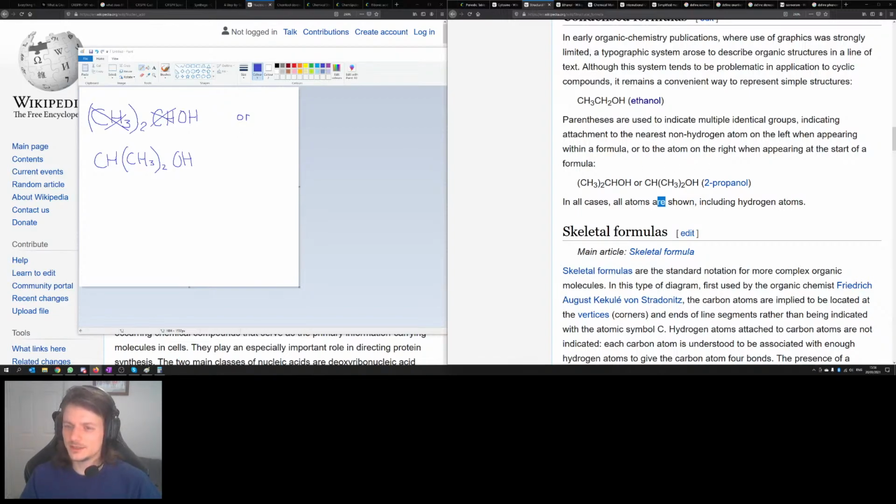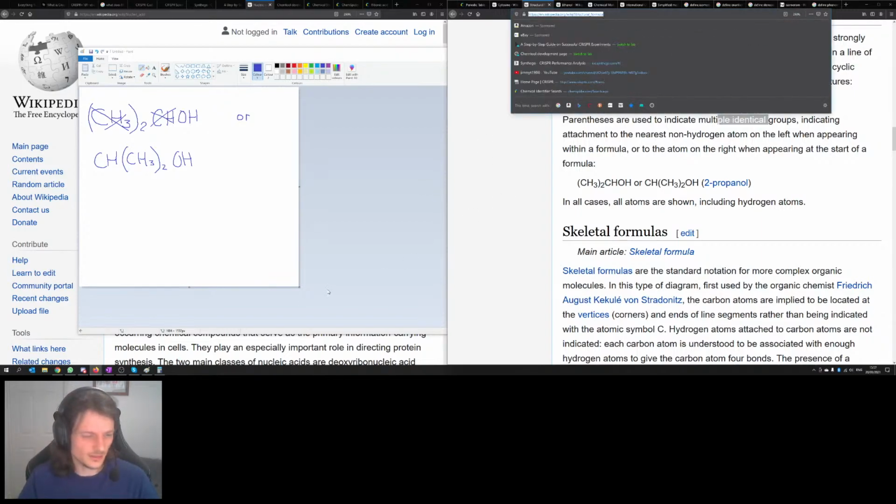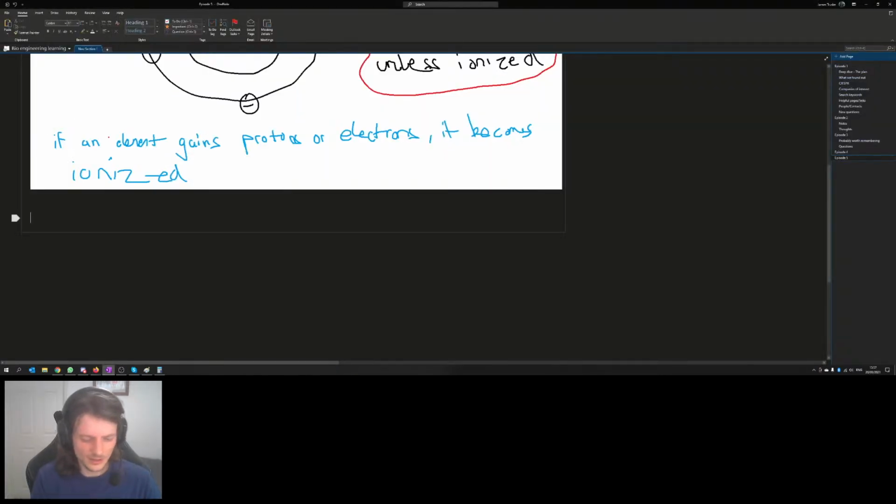In all cases, all atoms are shown, including hydrogen atoms. Let me just double check I've got this right. So parentheses are used to indicate multiple identical groups, indicating attachment to the nearest non-hydrogen atom. This is great. Let me record this. Revise this.